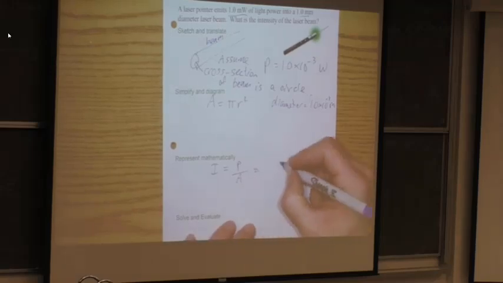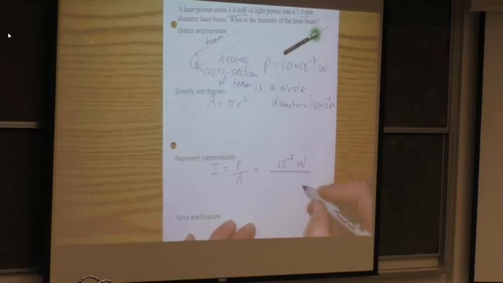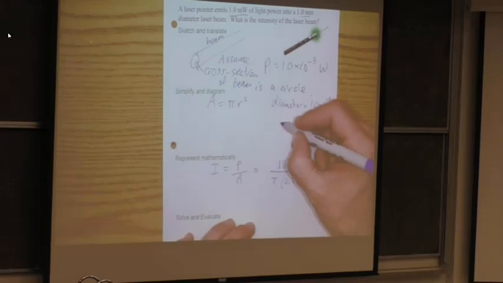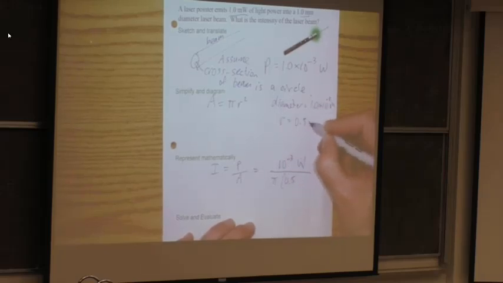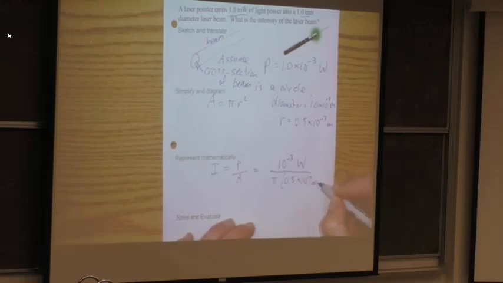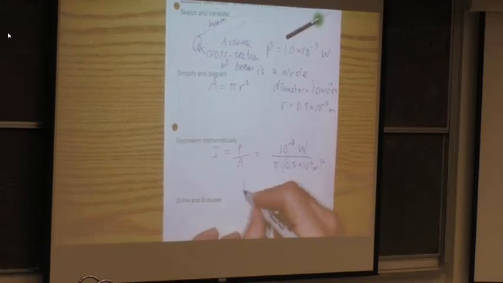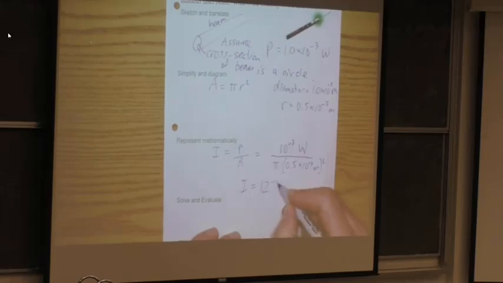It's like a plane wave. So you just say 10 to the minus 3 watts divided by pi times 0.5. Don't forget to divide by 2. So r is equal to 0.5 times 10 to the minus 3 meters. And then you've got to square it. And I get I is equal to 1273 watts per meter squared.